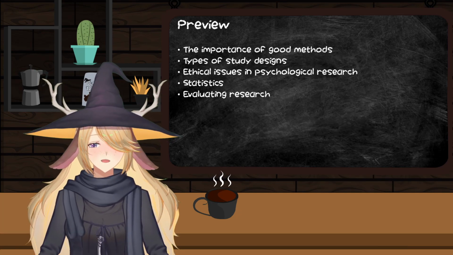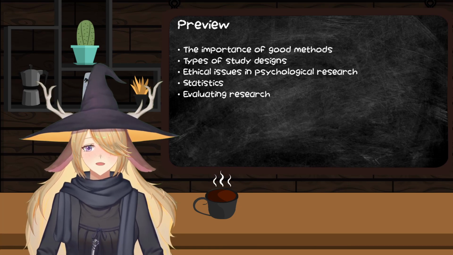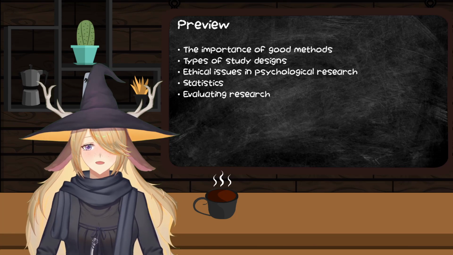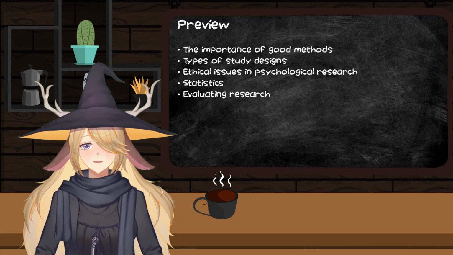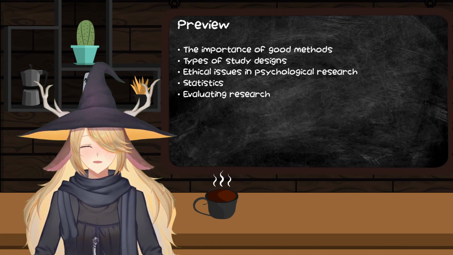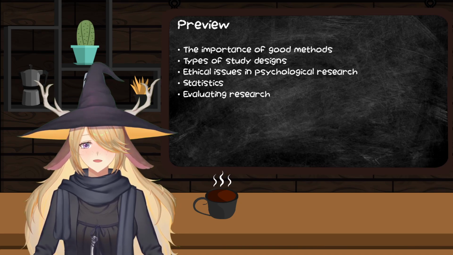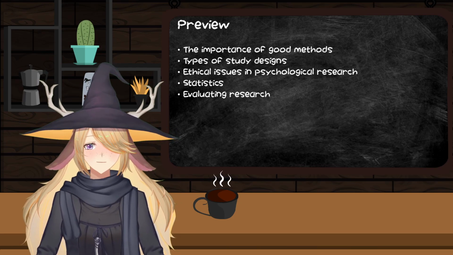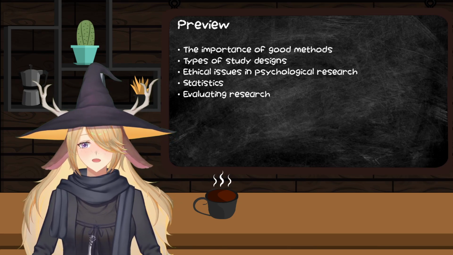So, I like to start off all of these with a little bit of a roadmap. We're going to talk a little bit about the importance of good methods. We're going to talk about different types of study designs. We're going to talk about some ethical issues in research. And then we're going to talk about statistics and what you can do to apply this stuff right now to evaluate research that you come across in the wild.